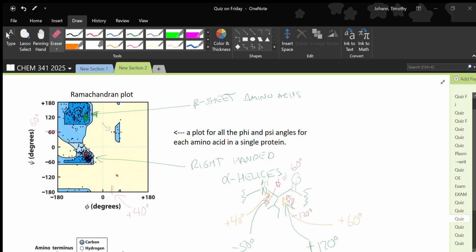Mostly I'm going to check that you understand this plot enough that you can plot something on it and read something off of it. This is something protein chemists use a lot. If I plotted something and ended up with an angle here, something's weird. Maybe it's something weird and really interesting, or maybe it's weird and there was an error.